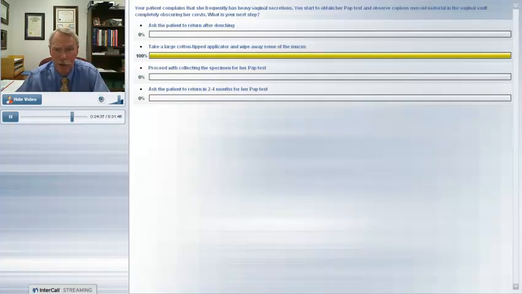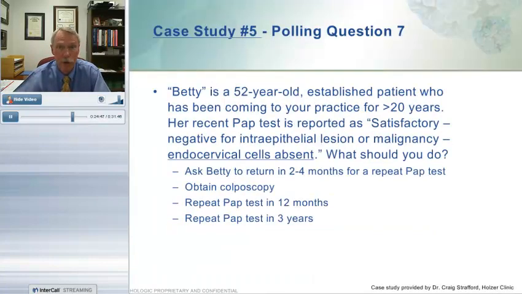100% of the respondents have indicated trying to use a large cotton tip applicator to remove the excess mucus, and I think most experts would agree that that is the appropriate next step. Very good.